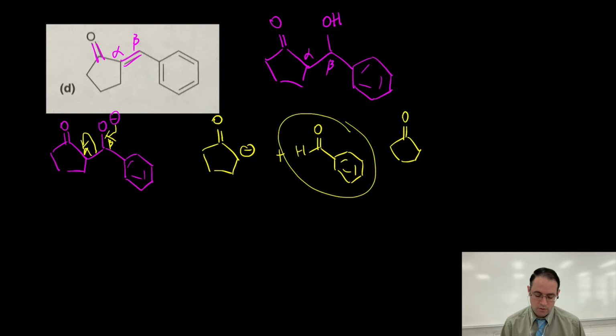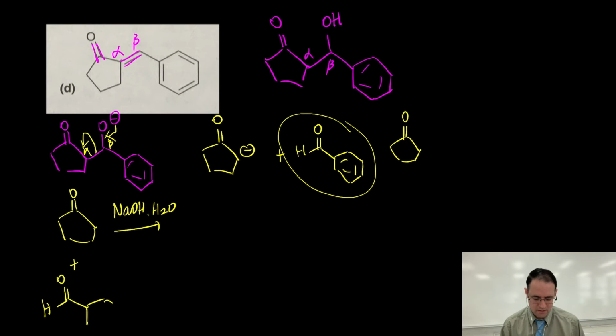Because this component has no alpha hydrogens, we can do a very controlled crossed aldol reaction. We can take cyclohexanone and treat it with sodium hydroxide in the presence of water. Then we can add benzaldehyde; both of these can be mixed in directly. You could write it below the arrow, or right next to it with a plus sign, however you want to indicate the reaction. This will give you the target molecule.